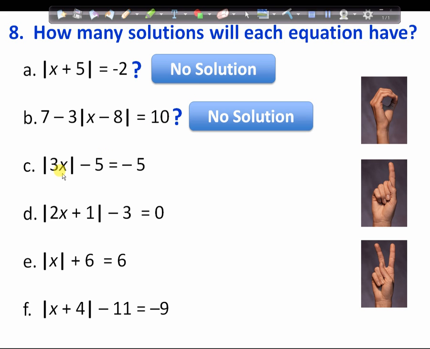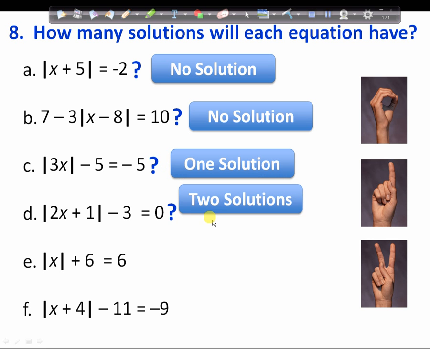With C, I have to get the absolute value bars by themselves. So if I add 5 to both sides, negative 5 plus 5 would equal 0. So it's going to have 1 solution. If I look at D, when I get the absolute value bars by itself, I'm going to add 3 to both sides. So 0 plus 3 is 3. So it would be a positive number. So there's going to be 2 solutions to that one.